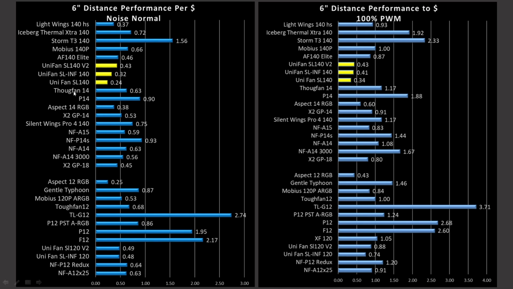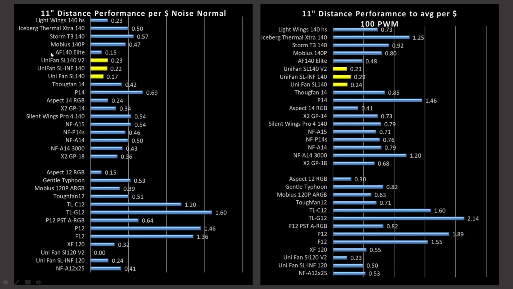So it's pretty clear that the UniFans are not a good value. So I'm going to just go through it relatively quickly. At the 11-inch mark, they're once again not really a good value. They're ranked pretty close to the bottom. They're just too expensive for how relatively little performance they have.